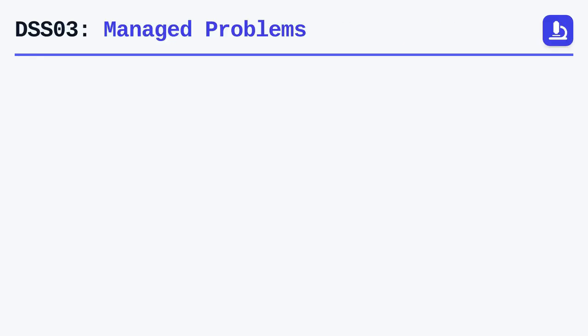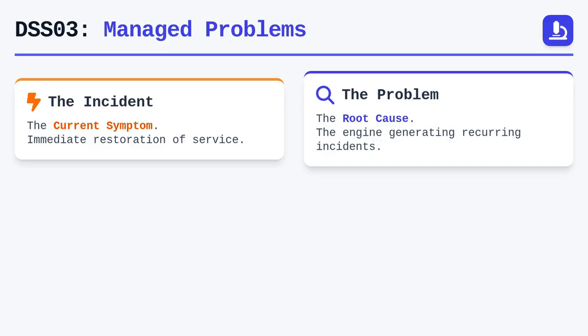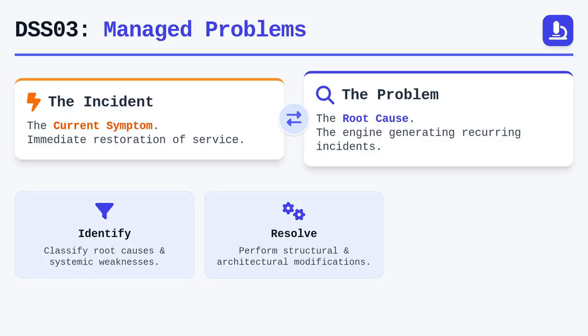Effective incident management naturally leads us to DSS-03, Manage Problems. While an incident is the current symptom, the problem is the underlying root cause that likely generates a recurring stream of incidents. The objective here is to identify and classify these root causes and provide resolutions to prevent future interruptions.